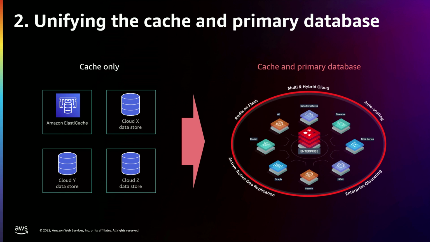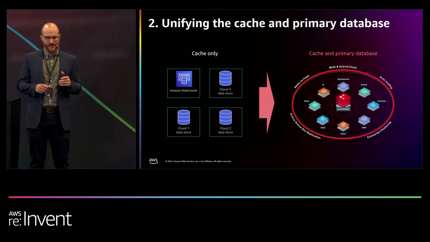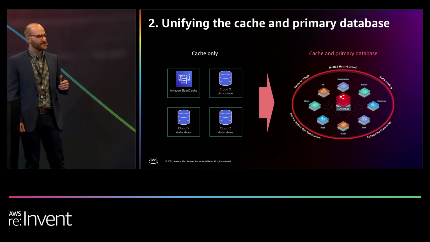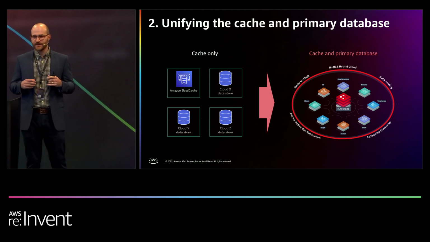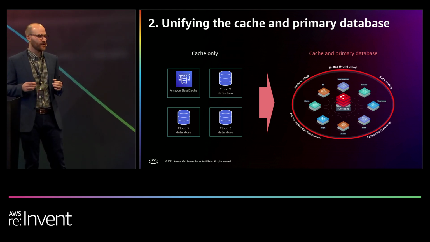The second way is that Redis really allows you to unify your cache and your primary database. Redis is widely known for caching, but it's really since evolved into a primary database. And in fact, it's commonly used as a primary database for thousands of business applications. And this is because, as I mentioned before, Redis serves as a multi-model database, and it allows you to build modern applications with incredible performance.